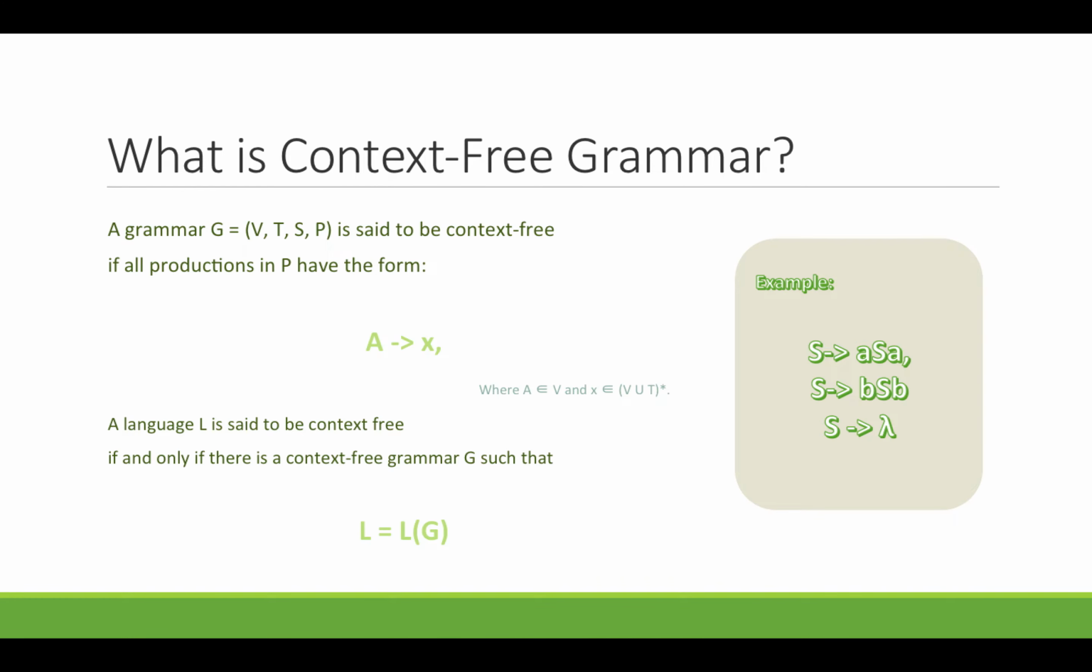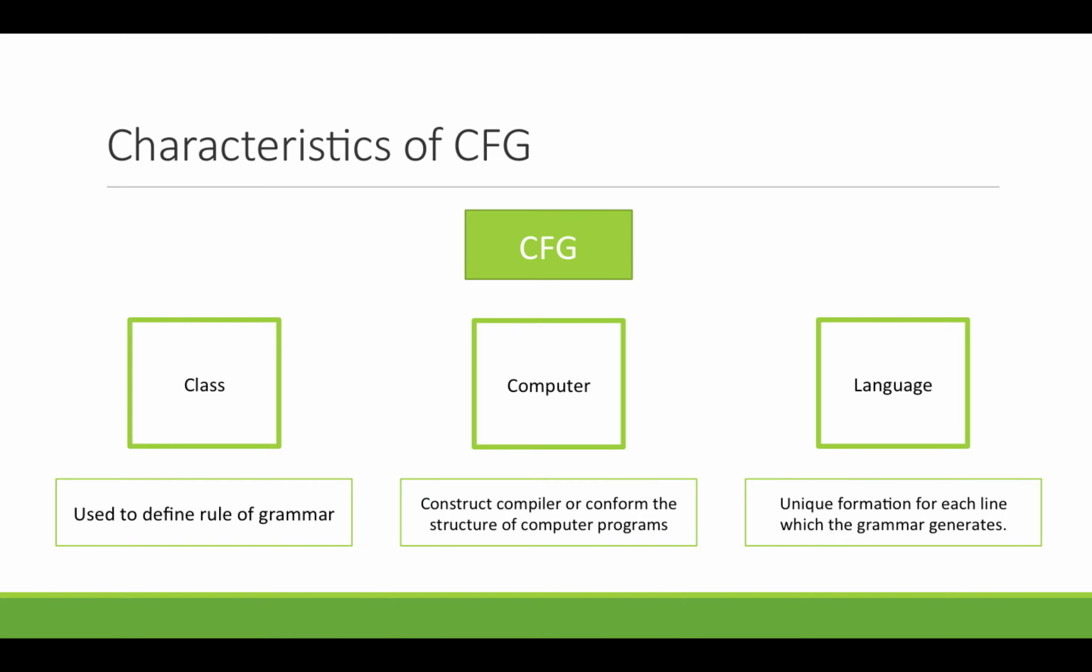So, what's a context-free grammar? A grammar is said to be context-free if all productions P have this form: A goes to X. A language is said to be context-free if and only if there's a context-free grammar G, such that L is equal to L of G.